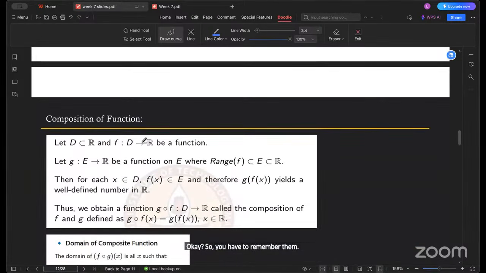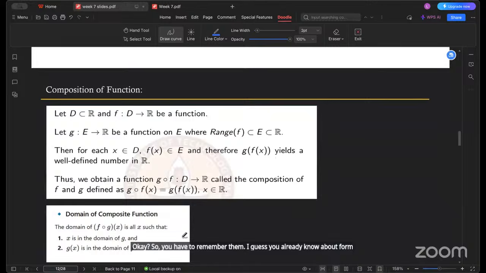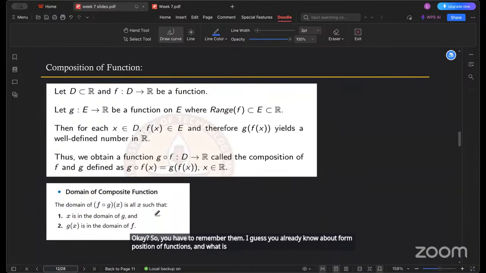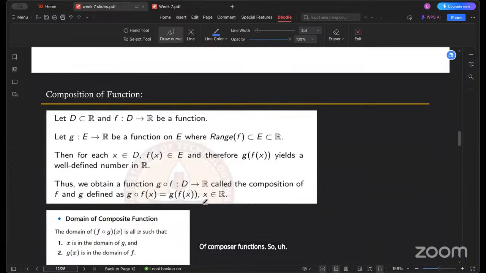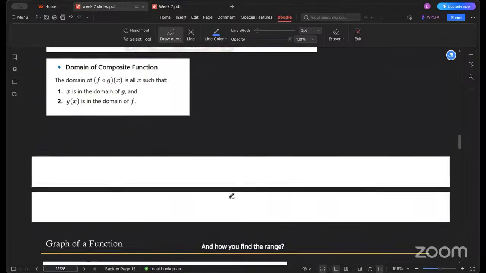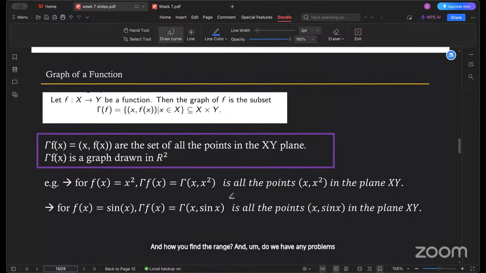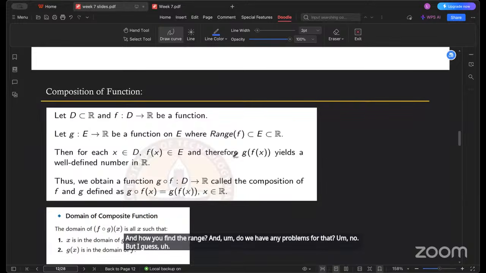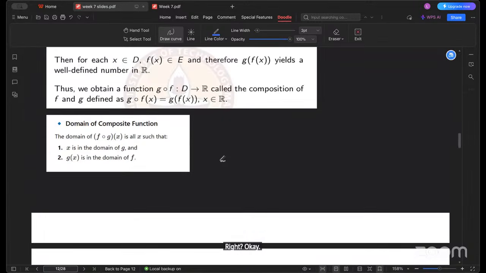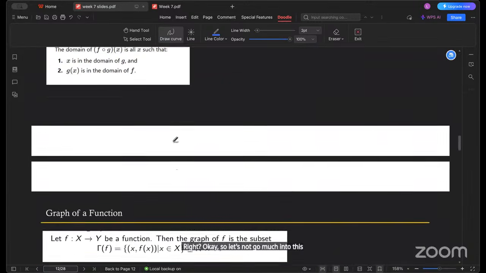I guess you already know about composition of functions and what is the domain of composition functions. So how do you compose two functions? And how do you find the range and domain? Do we have any problems for that? No. But I guess you have done this in any of your earlier weeks, right? I remember you have done this earlier, so let's not go much into this because this is already done.